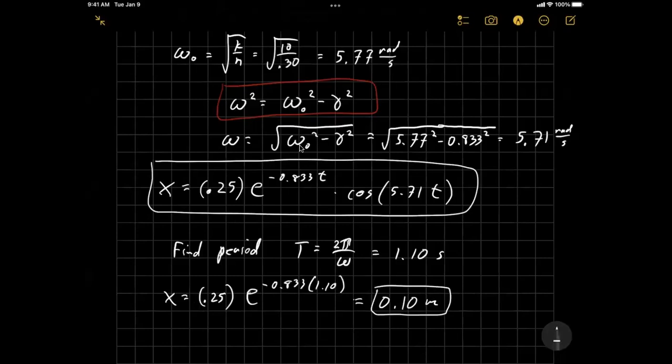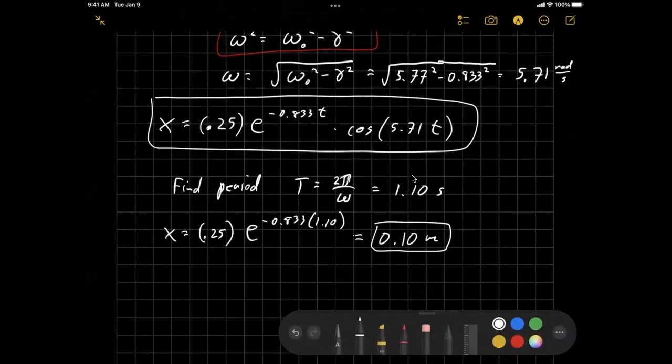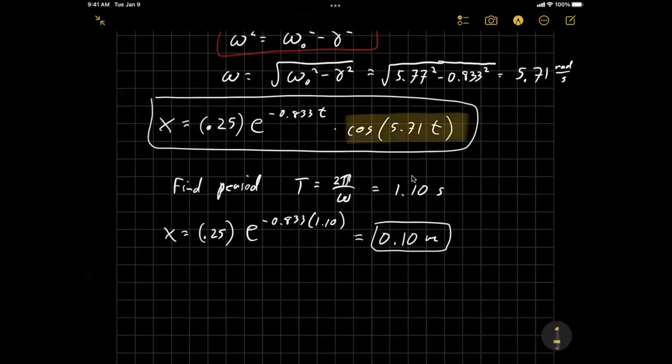And so that's how you go about doing one of those problems. If we were trying to find it at a time that wasn't a period later, then we would have to use the cosine part. But every time we get one period later, the cosine is back up to a value of 1. So, all right, we'll then in a moment look at the underdamped case.